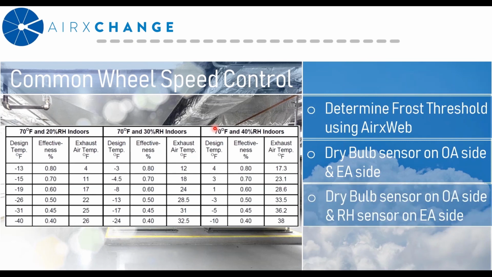The second way to accomplish control would be to use a dry bulb sensor on the outside air and a relative humidity sensor, once again, in the exhaust air stream. But instead of modulating the wheel speed to achieve a certain temperature here, you're modulating the wheel speed to achieve a desired relative humidity. In most cases, you want to keep the leaving relative humidity below 90%.